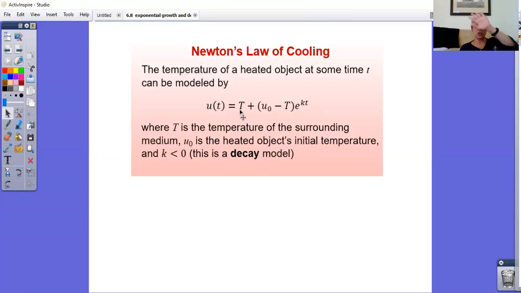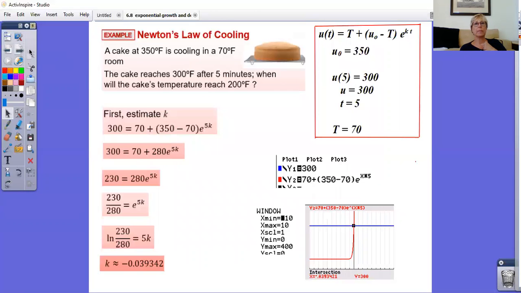Capital T is the surrounding temperature. U naught is the initial temperature. k is the rate. Little t is the time. So I have a cake, and it's 350 degrees, and it's cooling in a 70-degree room. The cake reaches 300 degrees Fahrenheit in 5 minutes. When will the cake reach 200?